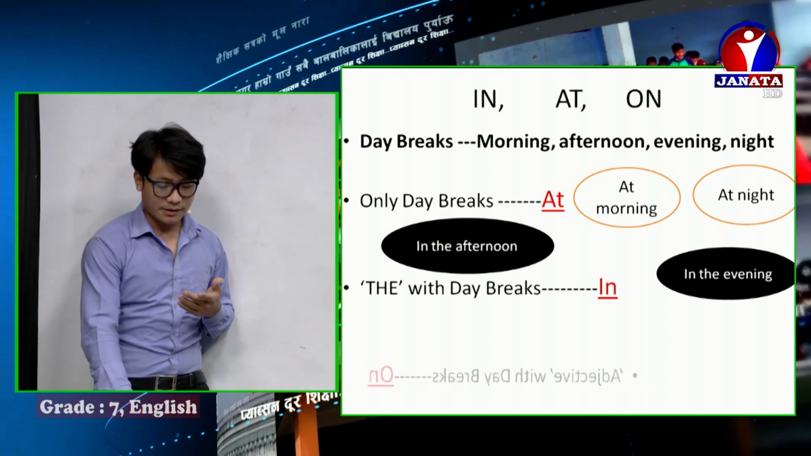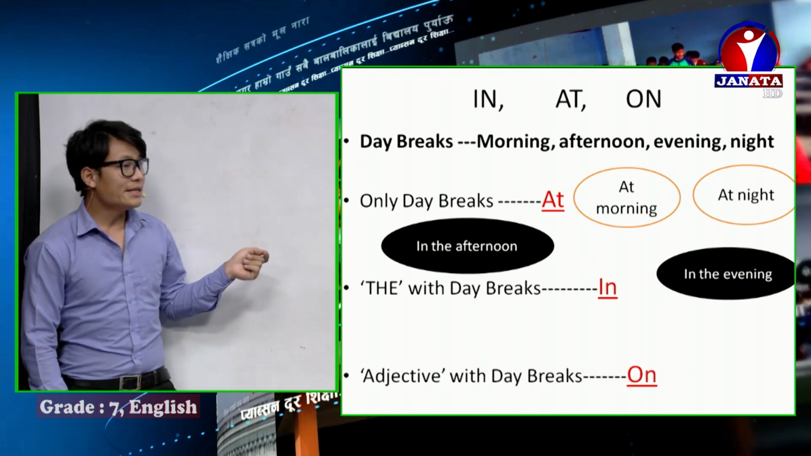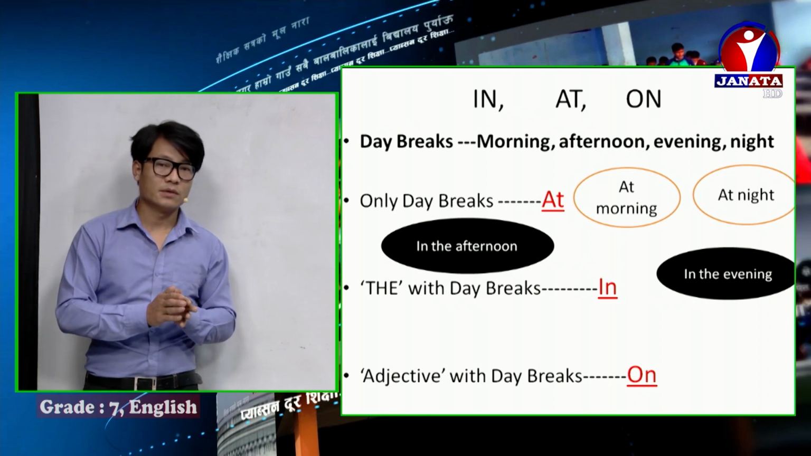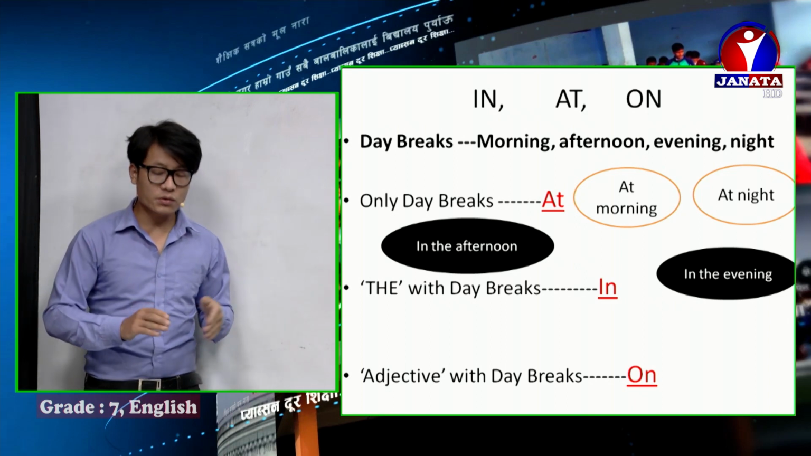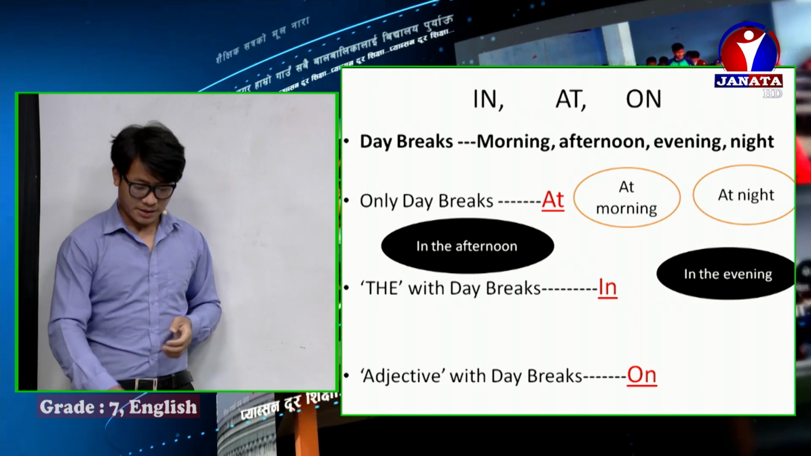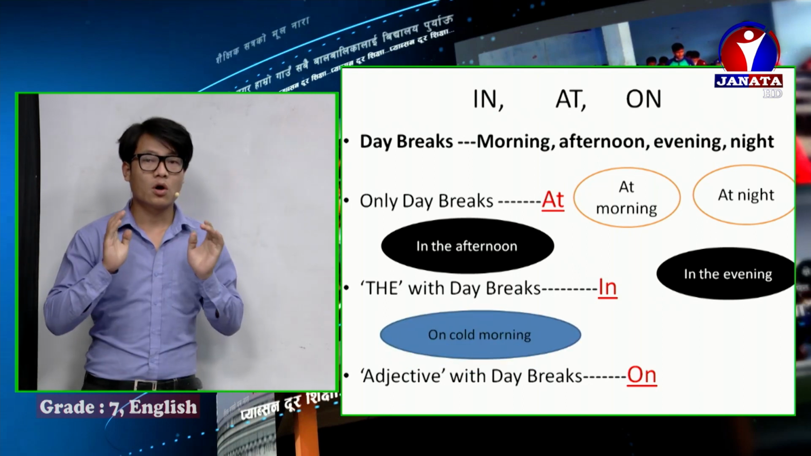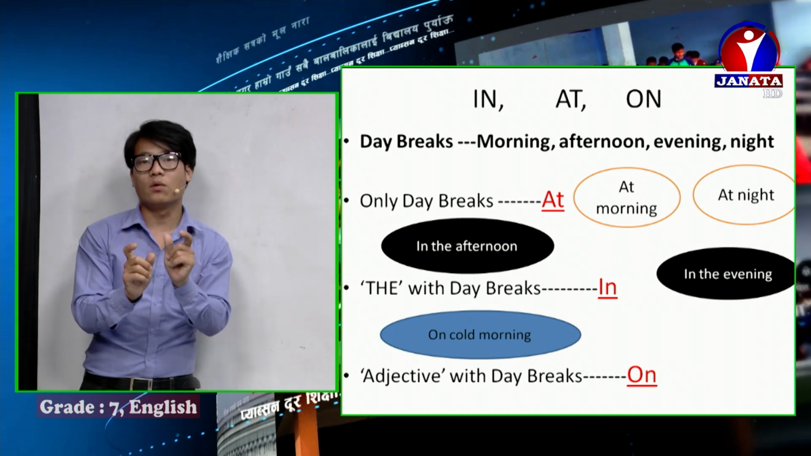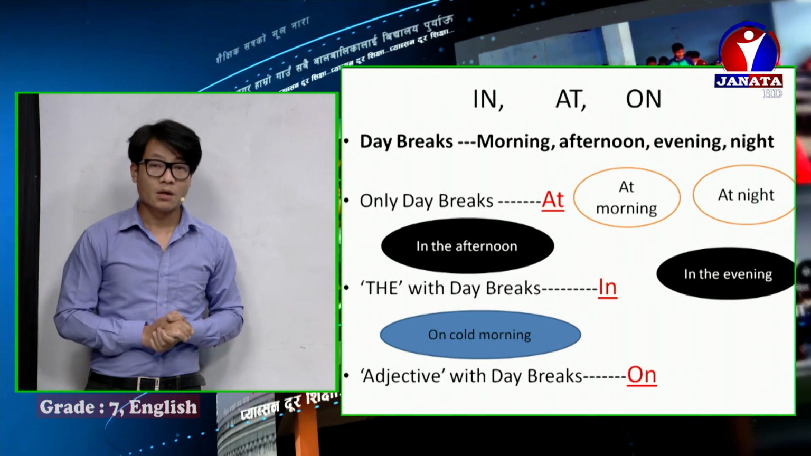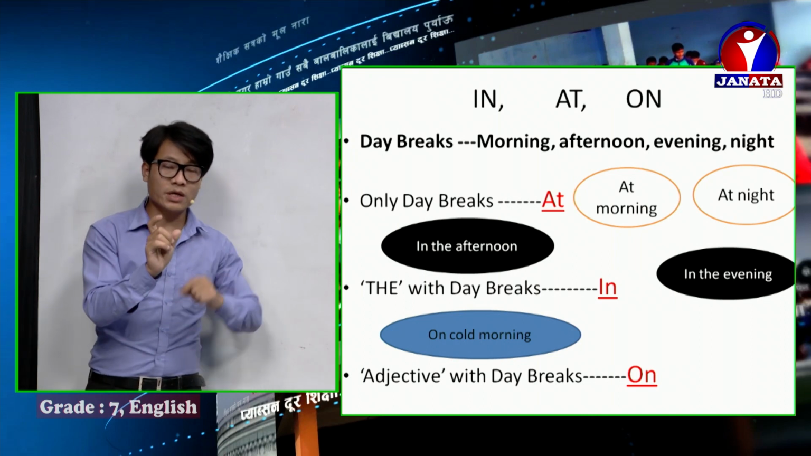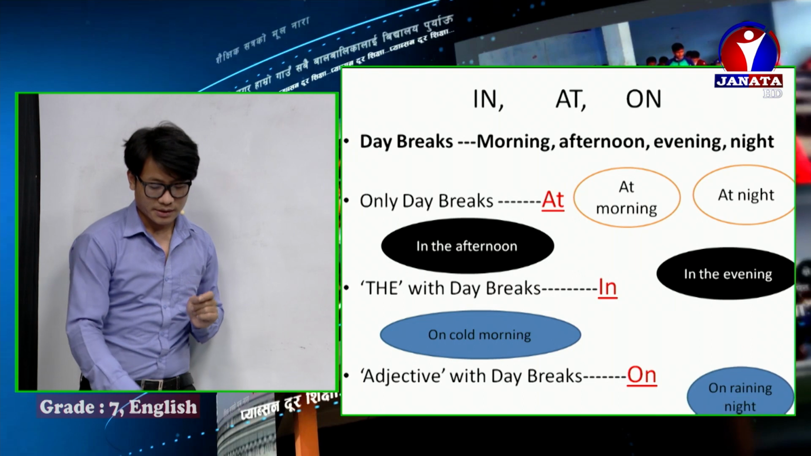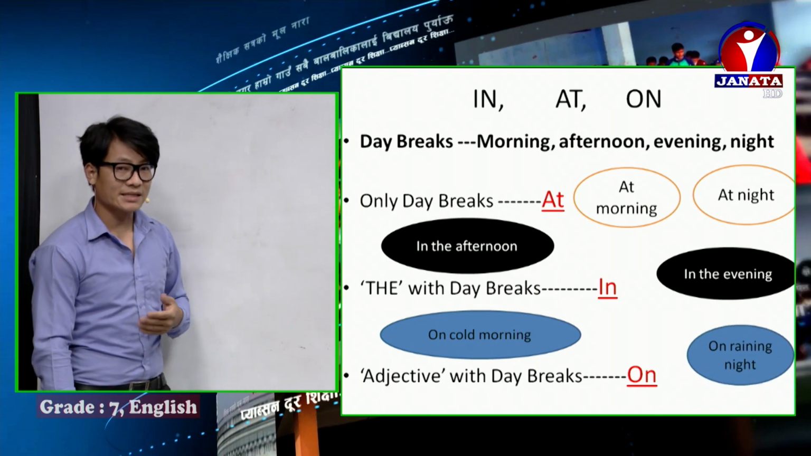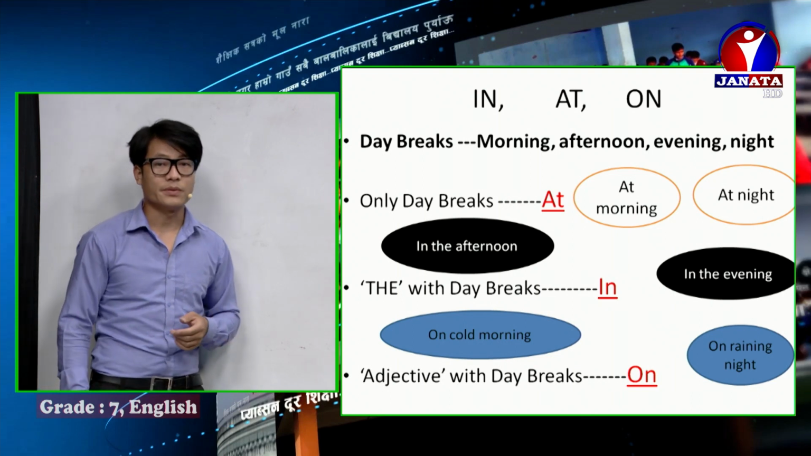Now another one is here: adjective with day breaks. If there is an adjective with the day break, then we should use the preposition on. Example, on cold morning. Before the day break morning, there is cold, and cold is an adjective. So when there is an adjective, we use on. On raining night. Raining is the adjective there, so we use on.